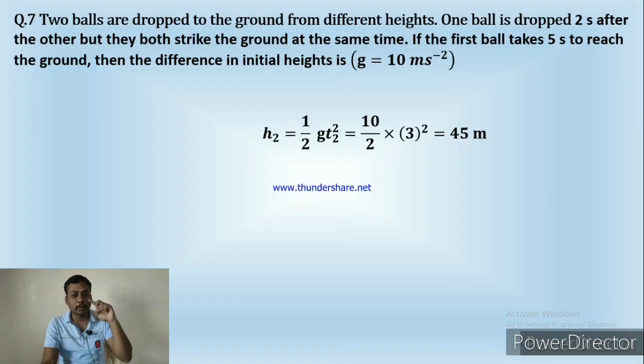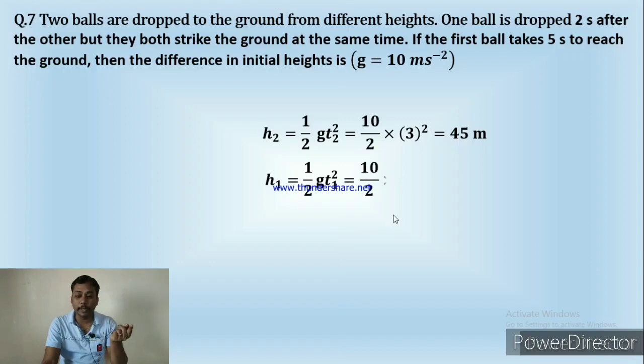For the first ball, which is dropped from h1, the same formula applies. h1 is equal to 1/2 g t1², and the time for the first ball is 5 seconds. So 10/2 times 5² is 125.